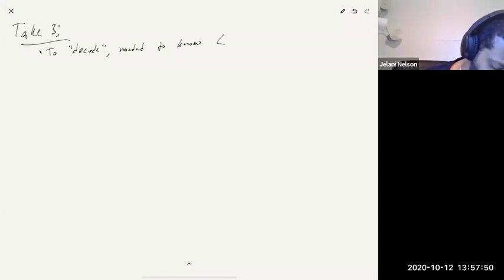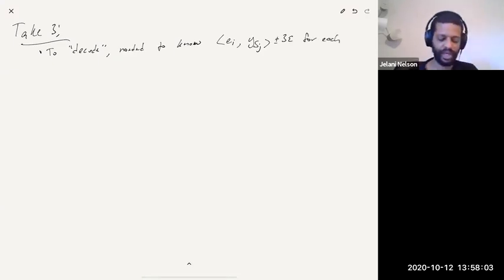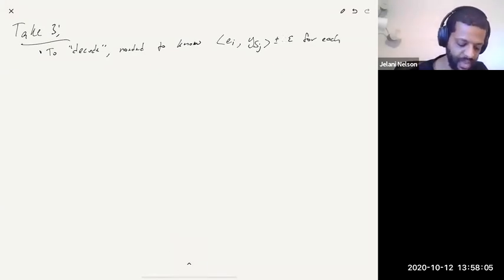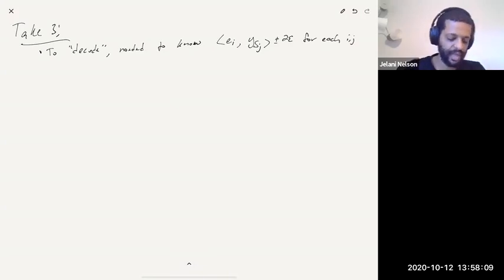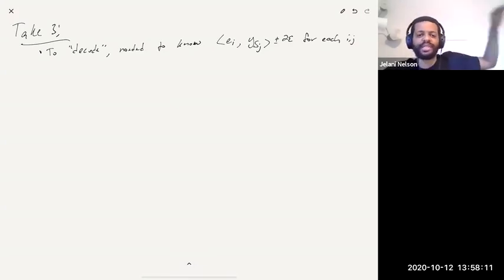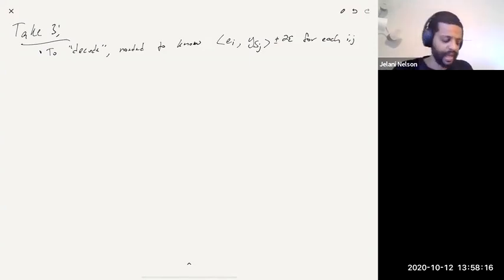basically e_i dotted with y_{S_j}, up to some additive error of, let's say, 3 epsilon, for each i, j. Actually, we said 2 epsilon, I think. It doesn't really matter. If we know all these dot products up to this additive error of 2 epsilon, that's enough to decode. And how are we getting that?